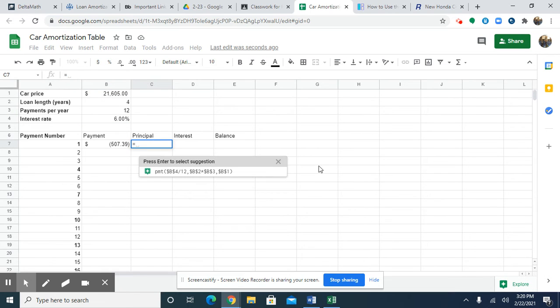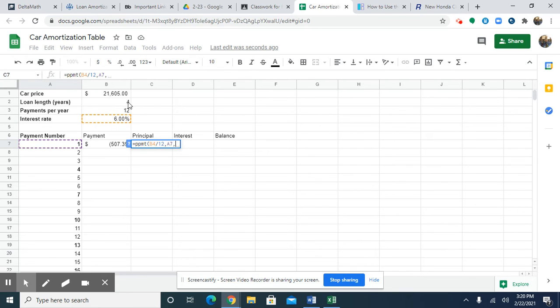So let's go ahead and go into the principal, and we're going to use PPMT. For this one, we're going to have, again, the interest rate. We're going to divide it by 12. Now this time we're going to highlight the payment number, which is A7, comma. We're going to again multiply B2, which is 4, by 12, which is B3. And we're going to highlight the price of the car. And in this case, it's $399.37.